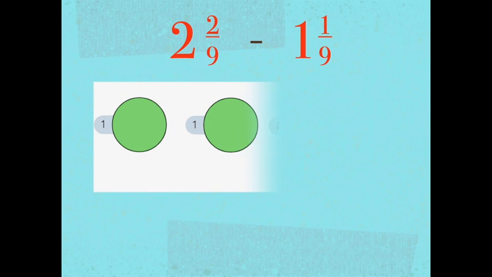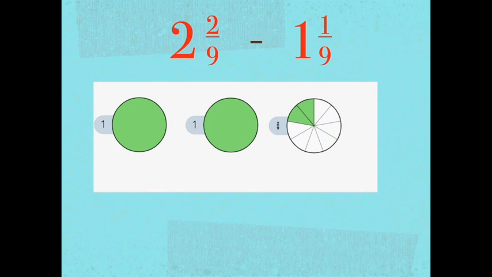Here is 2 and 2/9. I'm going to subtract 1 and 1/9 from 2 and 2/9. So here is 2 circles and 2/9 of another circle. If I want to take away 1 and 1/9, I just take away 1 and then 1/9, and then I count what's left over. I have 1 and 1/9 left over.